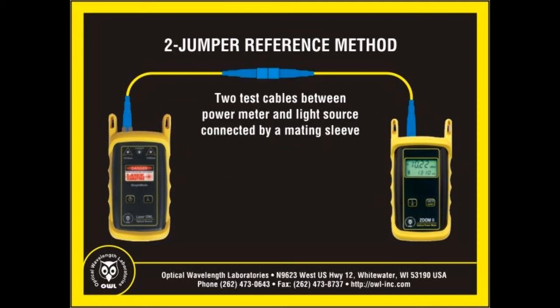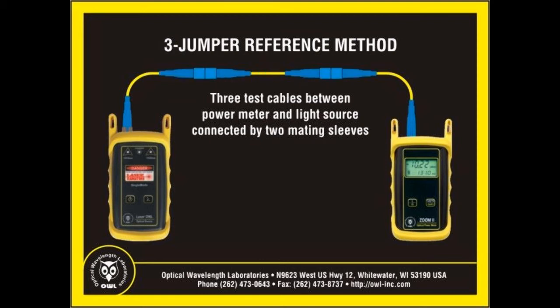The 2 jumper method uses 2 test cables, 1 for each tester, with a mating sleeve in the middle providing the connection between the 2 reference cables. This method was the preferred reference method many years ago, before it was determined that the 1 jumper method was a better choice. The 3 jumper method adds a 3rd test cable and a 2nd mating sleeve, where a 3rd cable is inserted between the 2 reference cables attached to the testers. This is the least common of the 3 reference methods.